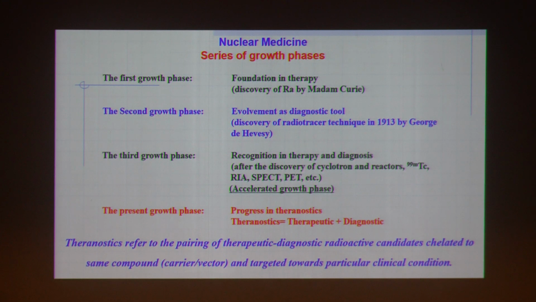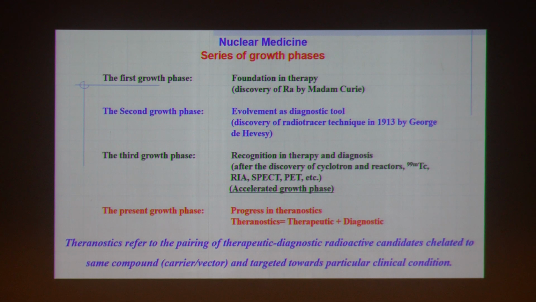It was the discovery of the radiotracer technique in 1913 by George de Hevesy. The third growth phase is rather the accelerated one, in recognition of when scientists were trying to use radioisotopes for both therapeutic and diagnostic purposes. There was the discovery of cyclotron reactors, and as you may know, 99m technetium, which is one of the most magical radioisotopes as a diagnostic tool.